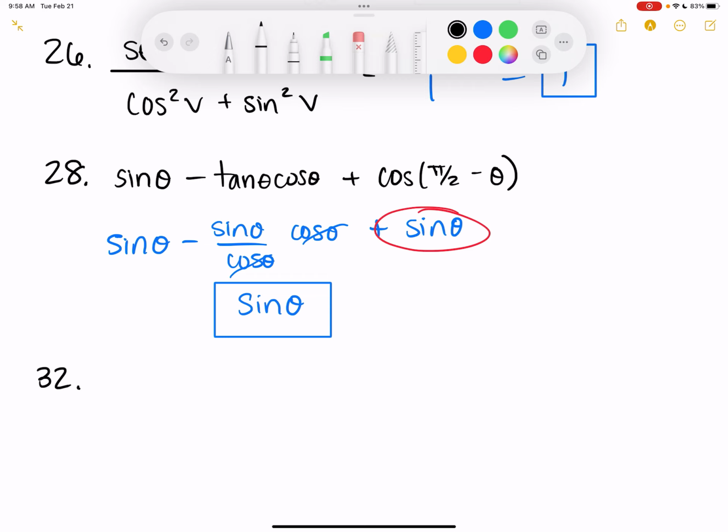Secant squared of x cosecant of x over secant squared of x plus cosecant squared of x. You can either get there.